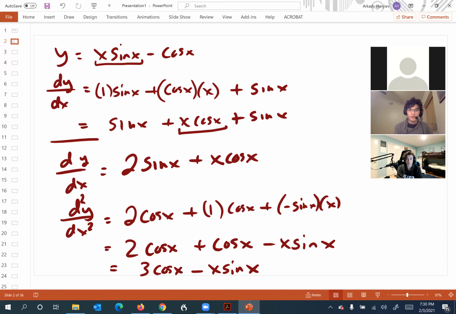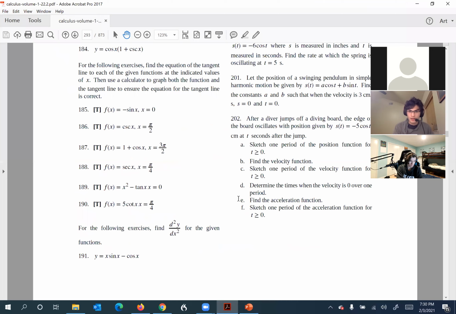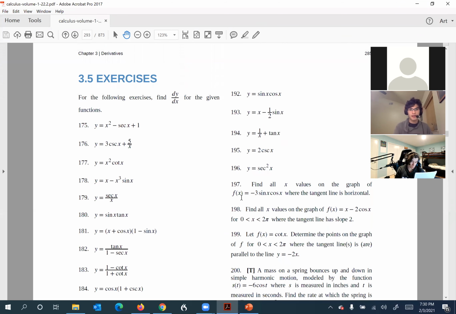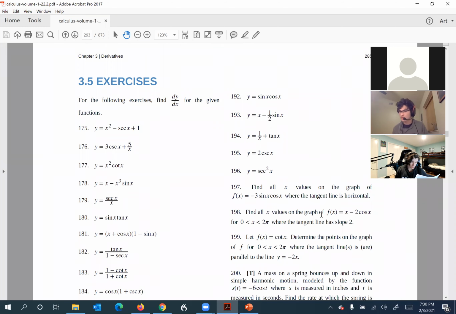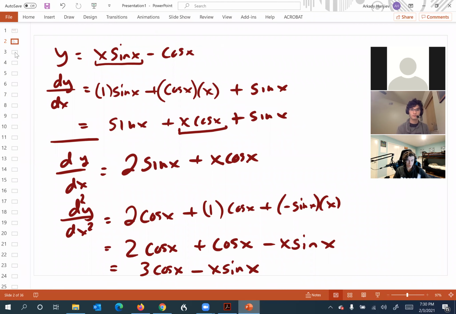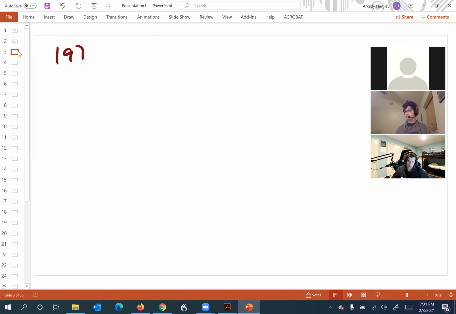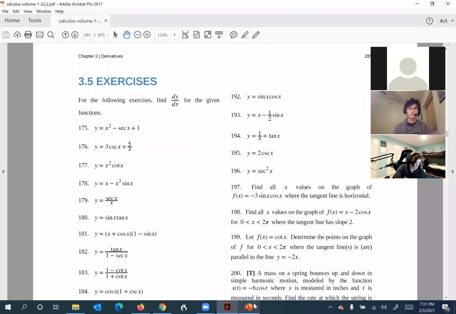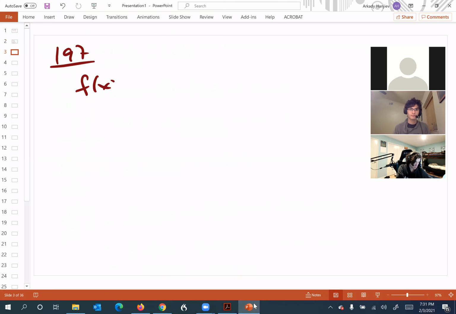And then for 197, I was just confused on what I'm supposed to do, what they're asking. It's the one in which the function has a horizontal tangent line. We're going to be doing a lot more of these, so yes, that'll be a good one to do. 197? Yeah. Enrique, just make sure it's negative 3. Yeah, negative 3 sine x cosine x.